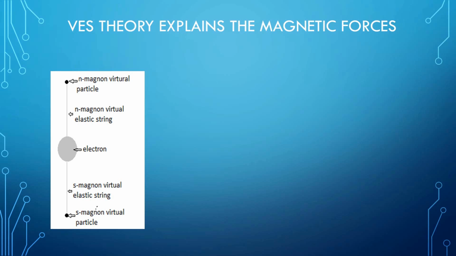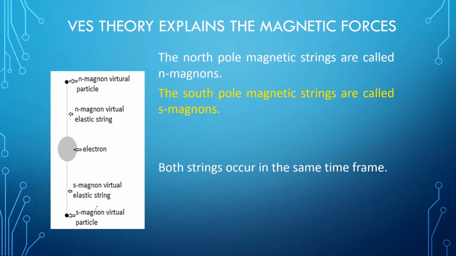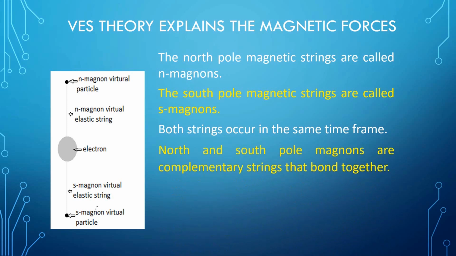A little reorientation might help. The north pole magnetic strings are called N-magnons. The south pole magnetic strings are called S-magnons. Both strings occur in the same time frame. North and south pole magnons are complementary strings that bond together. Bonding may be due to entanglement.